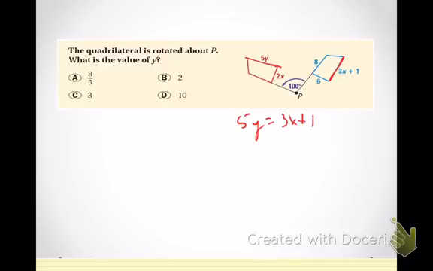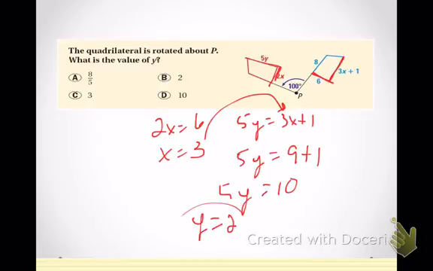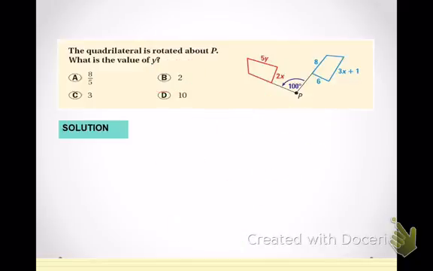But then you'd also have to understand that this side and this side are the same, so 2x would be equal to 6. Divide by 2 on this first one, and x is 3, because we can solve that one. And if x is 3, then I can plug 3 in to this x right here. So we get 5y equals, 3 times 3 is 9, plus 1, so 5y equals 10. Divide by 5, and y is 2. And so your answer here is B. Simple as that.